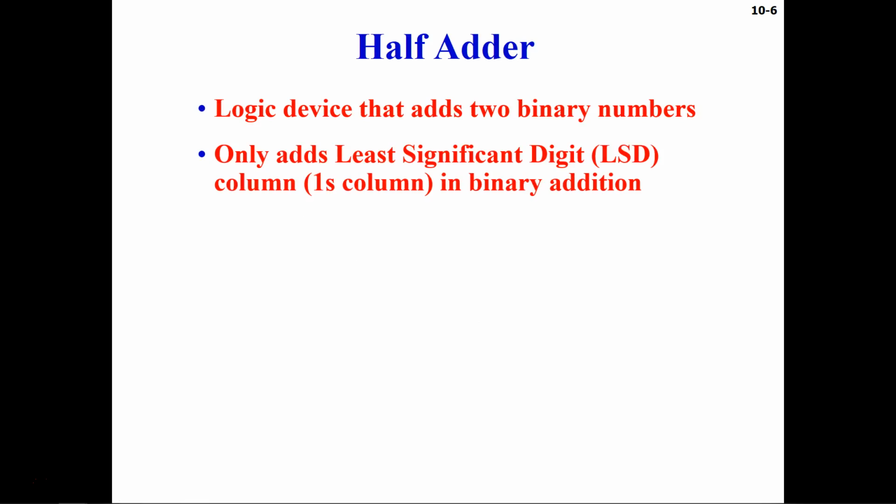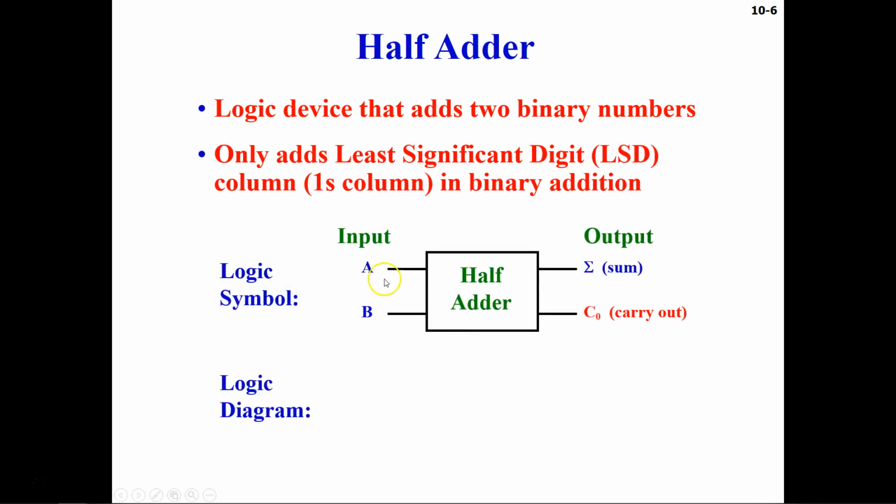Now let's see the half adder. The logic device that adds two binary numbers is called a half adder, and a half adder adds the least significant digit columns in binary addition. Let's see the block diagram of the half adder. This is the block diagram. A and B are the inputs going into the half adder, and this represents your sum, and this C0 is your carry out, which represents your carry.